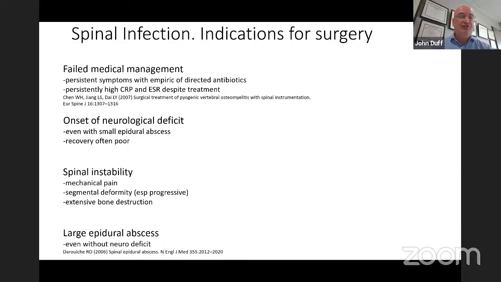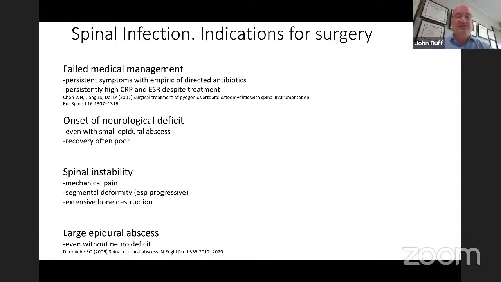The onset of neurologic deficit. So this is very important. You have to have a very low threshold for this. Even if the patient has a small epidural abscess, if there's any neurologic deficit, this is a surgical emergency. And it's also important to realize that once there is onset, particularly of significant or severe neurologic deficit, the recovery is often poor.